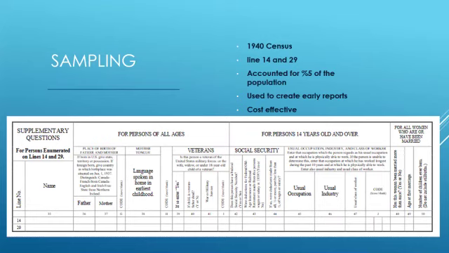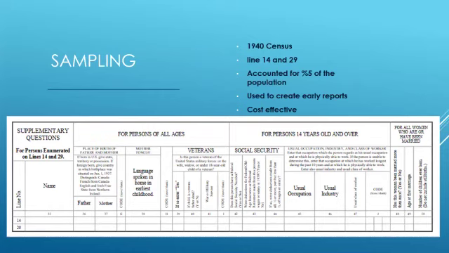Sampling's pretty fun as well. Sampling began in the 1940 census, and sampling said, okay, enumerators, whoever lands on line 14 and 29 gets asked all these extra questions. The Census Bureau decided that this would account for 5% of the population, and that they can use the sample data for early reports instead of counting everyone, because by 1940, our population had grown so much. They wanted to get these reports out there, and they said, let's do this as effectively as we can. So we're going to do sampling.